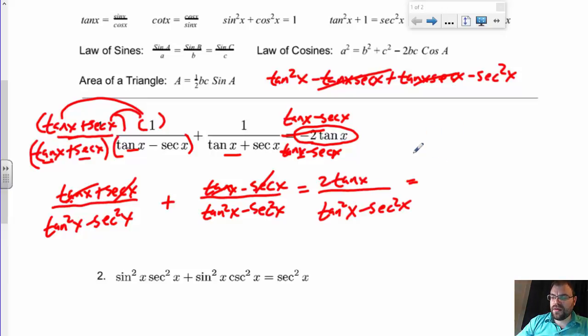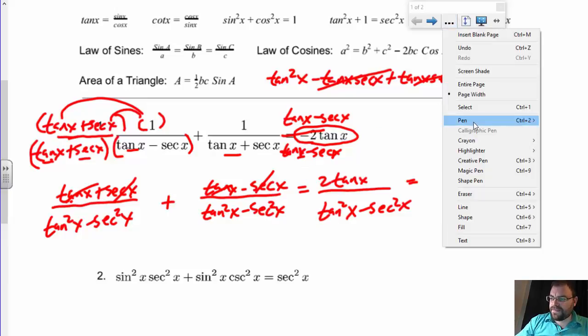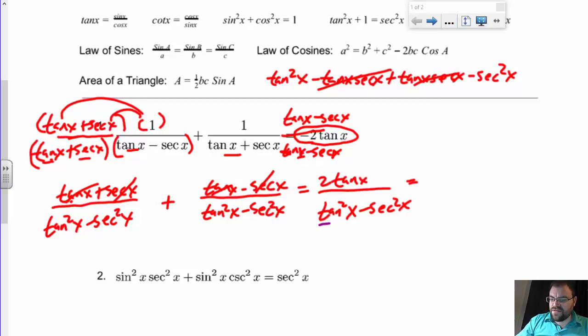That's what's supposed to happen. All right. Now, I have a tangent x here. Let me change my color here. Okay, I have a tangent squared x right here, and I notice right here in my table up here, I have tangent squared x plus 1 equals secant squared x. So I'm going to rearrange this equation right here.